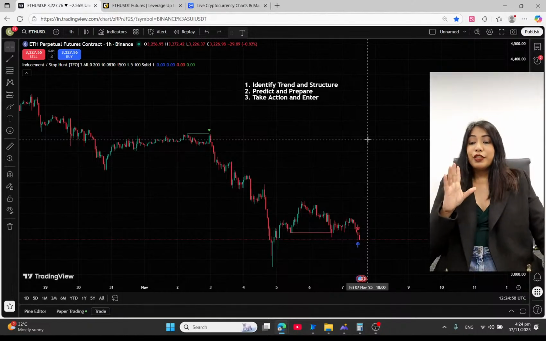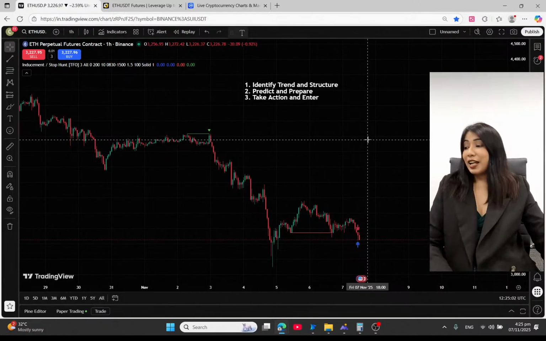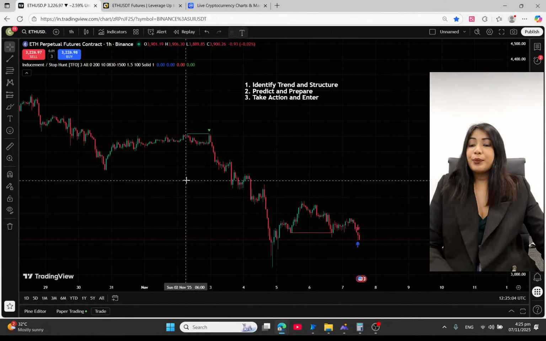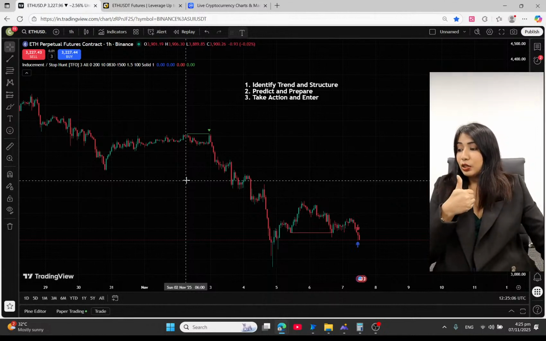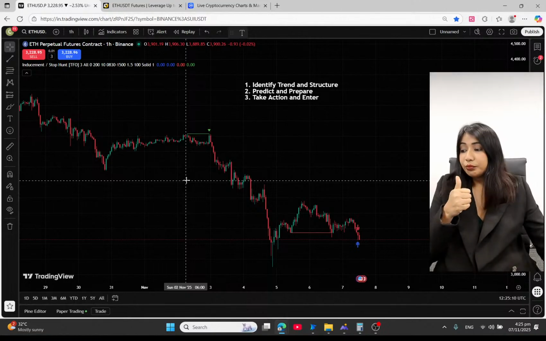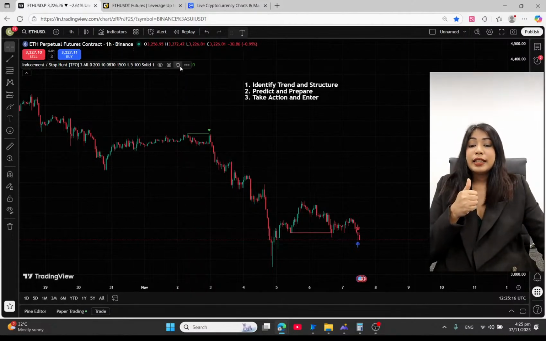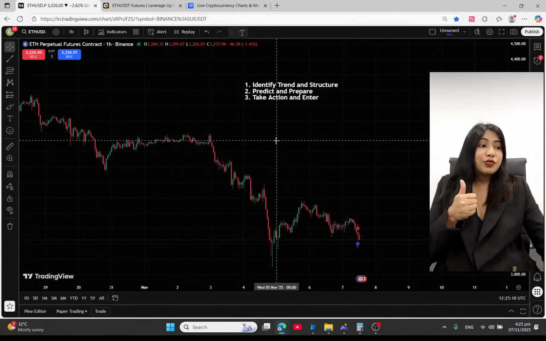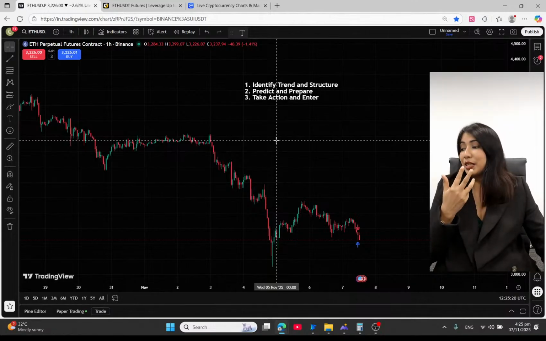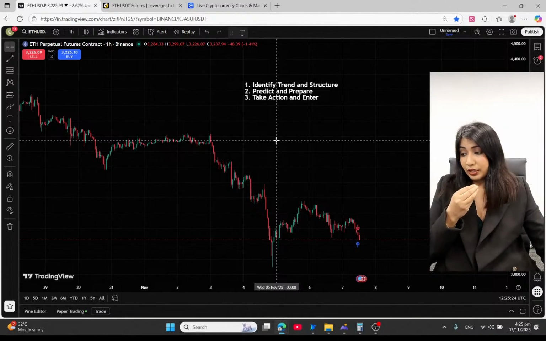So the first and foremost thing which really matters is identifying the trend and structure. Now, there are different time frames which any trader uses. If you are trying to capture small movements, then you basically have to use 1 minute, 2 minutes, 3 minutes, 5 minutes, or 15 minutes time frames.